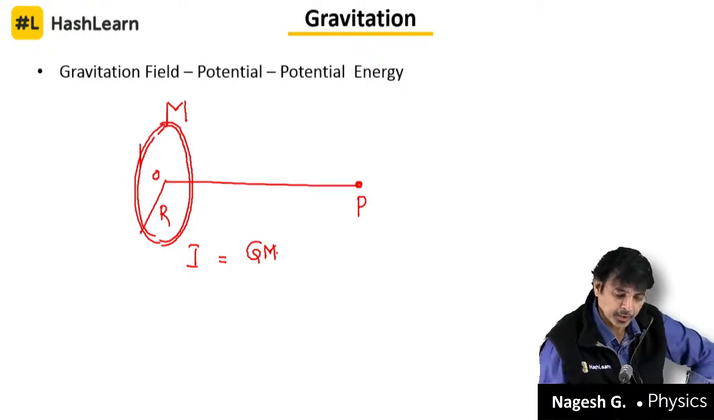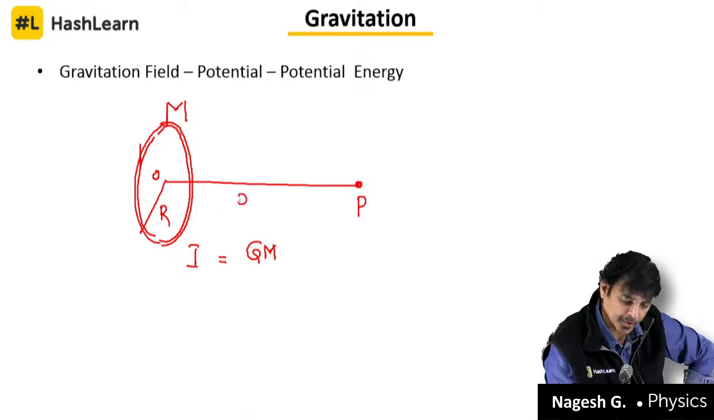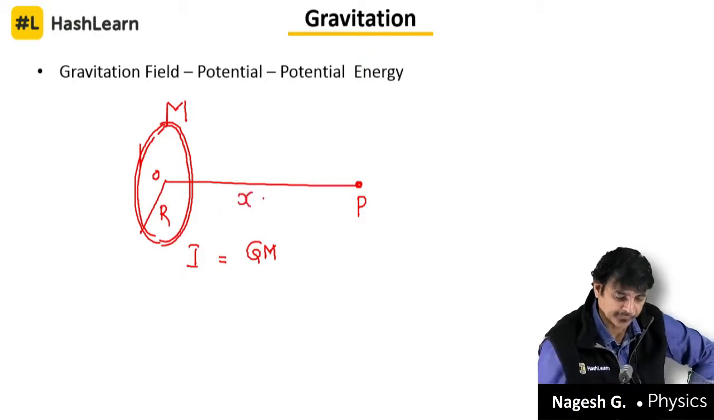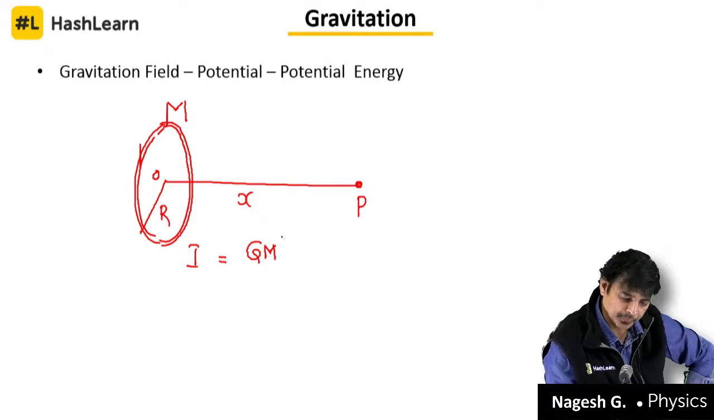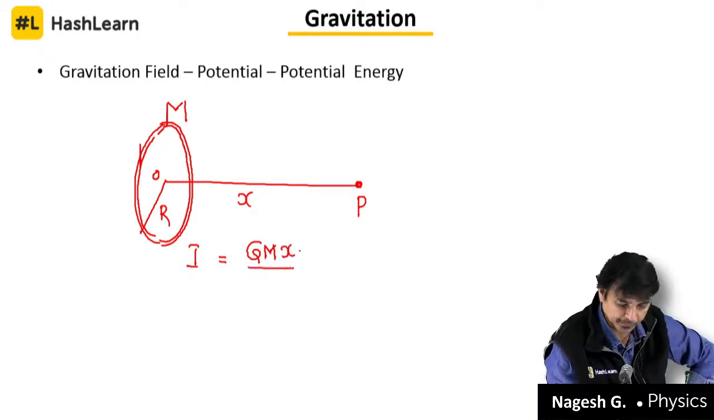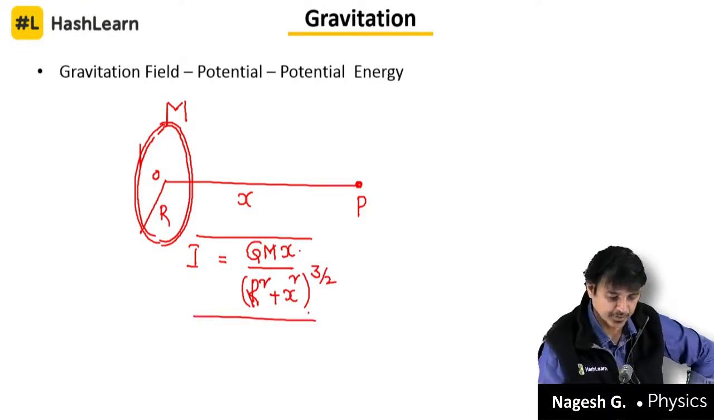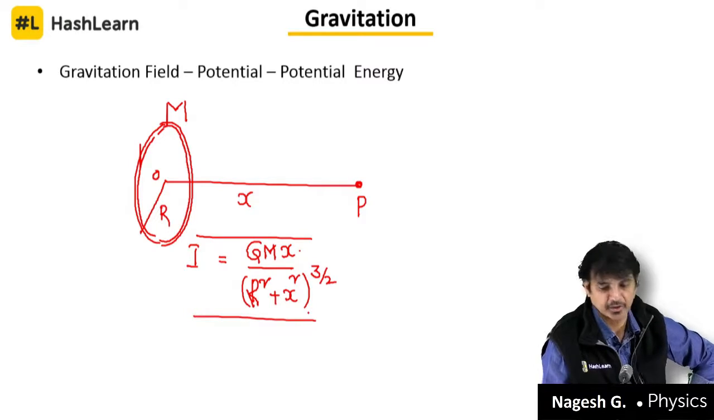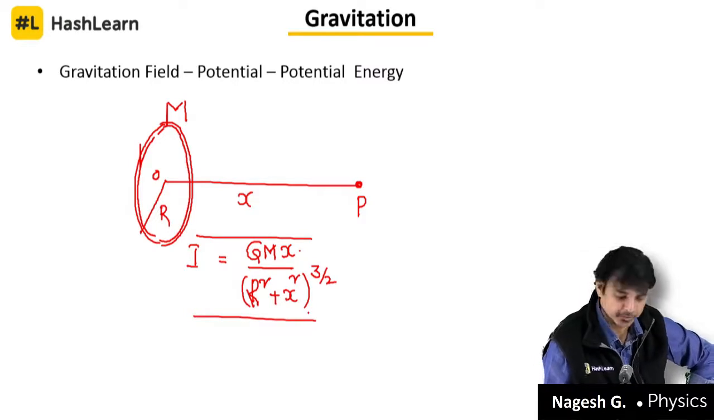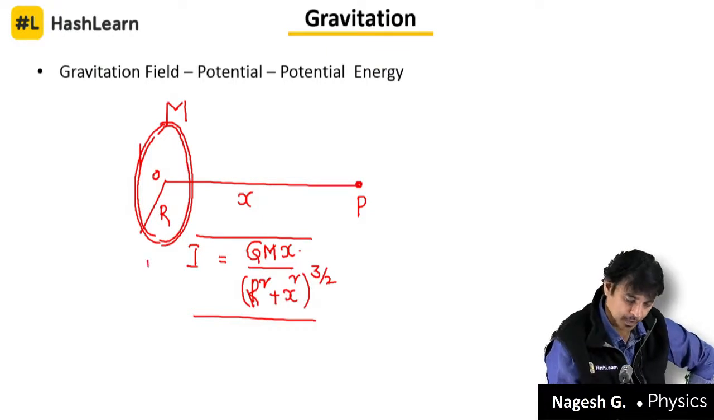So, here let P be the point at a distance of x units from the center. So, for this, GM into x by r square plus x square whole to the power of 3 by 2. This is the intensity of the gravitational field due to the ring-like structure: GM into x by r square plus x square whole to the power of 3 by 2.